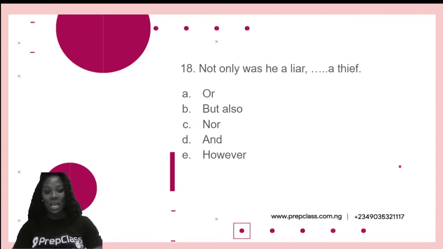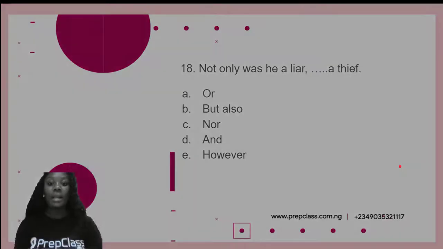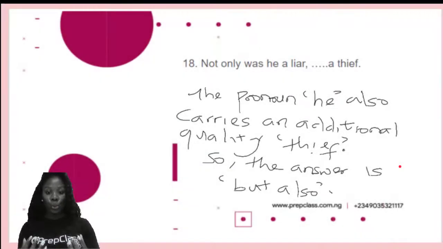For question number 18: not only was he a liar, dash, a thief. So our options are A, or; B, but also; C, nor; D, and; E, however. So which is correct? Now, we are talking about two qualities. There are two qualities here. The pronoun he is a thief, and the pronoun he is a liar.